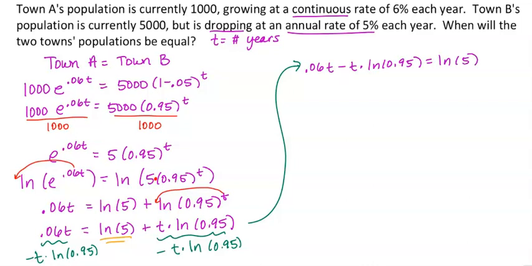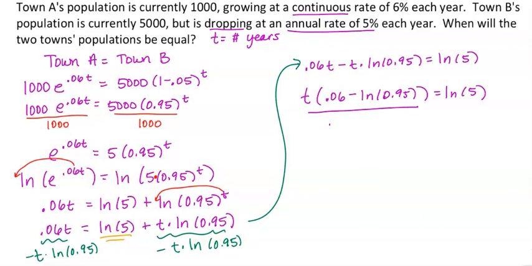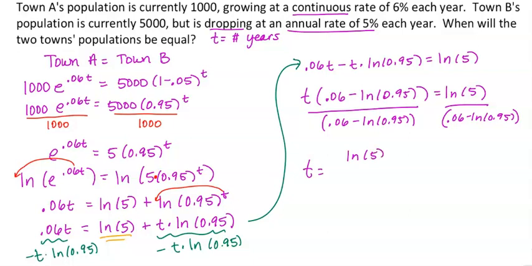Those two terms on the left have something in common. They both have a factor of t, so I'm going to factor that out as a common factor, which leaves 0.06 minus the natural log of 0.95. Last, to get t by itself, I'm going to divide both sides by that entire expression, 0.06 minus the natural log of 0.95. So t is equal to the natural log of 5 divided by 0.06 minus the natural log of 0.95.